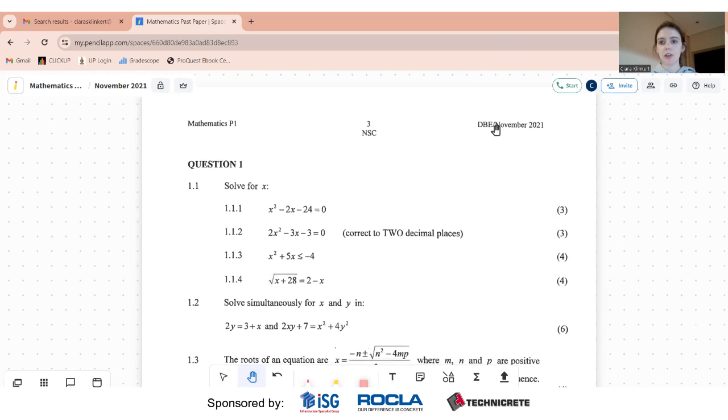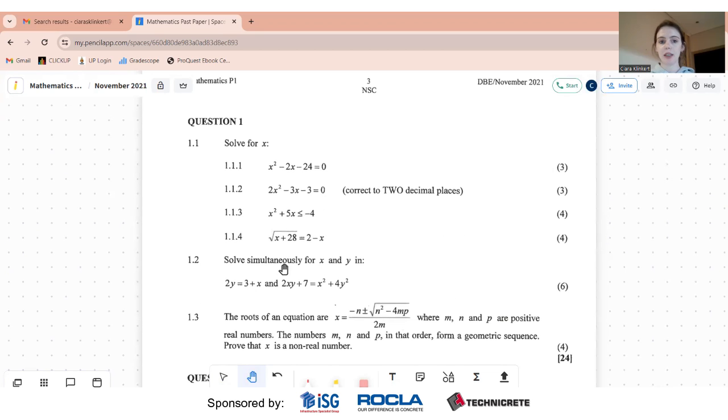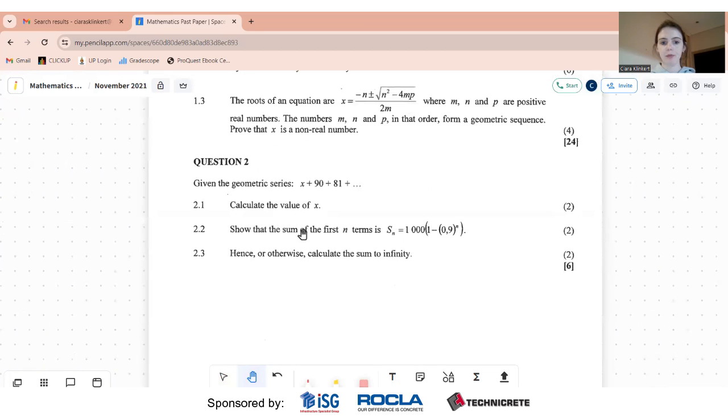I'm going to be focusing on question 1, which centers around quadratic equations. And I'm going to use this paper as a guide to work through each type of quadratic equation that you will likely face in your final examination. So I'm going to dive right in and begin with question 1.1.